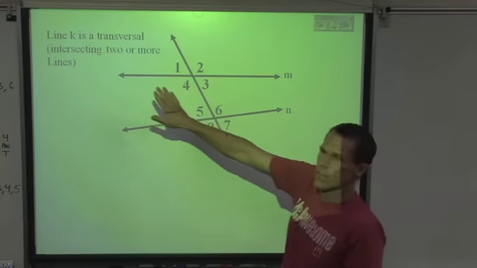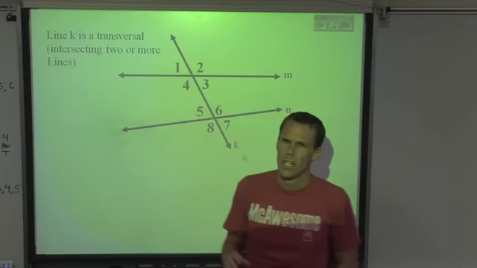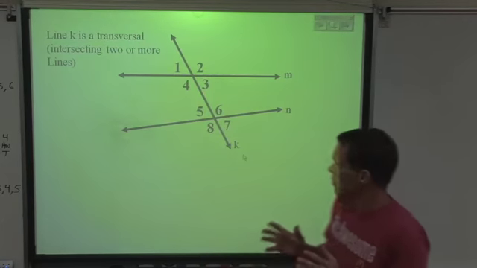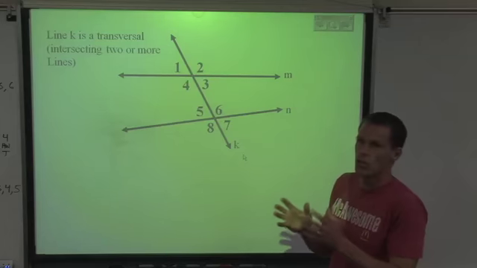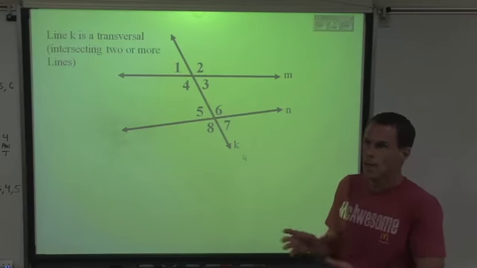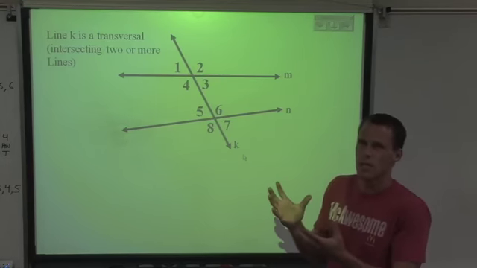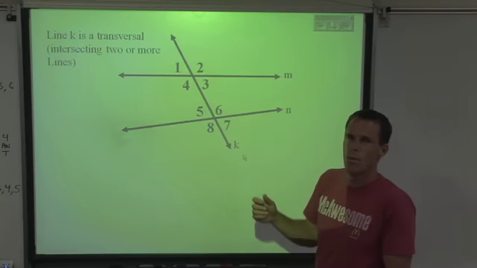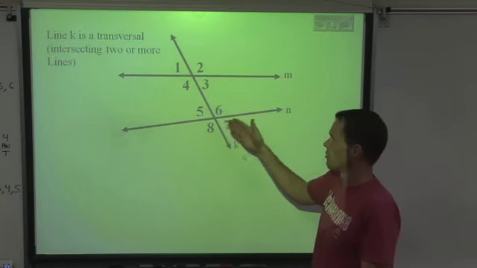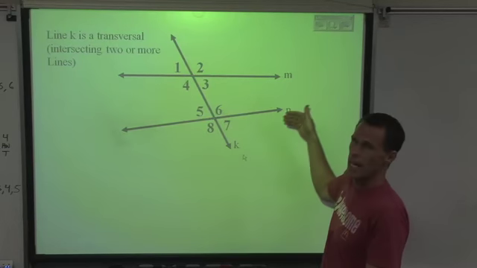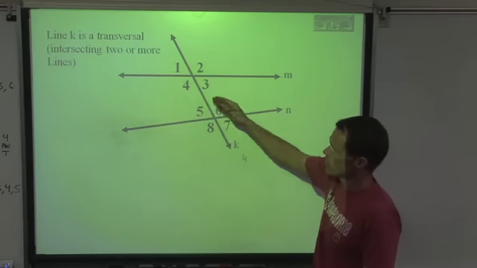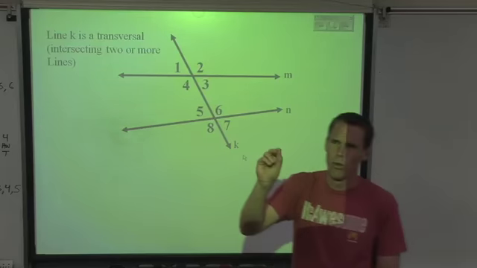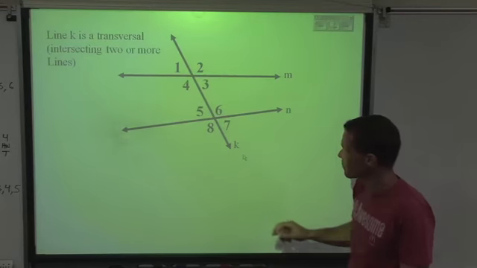The first thing we're going to define is the word transversal. Line K is a transversal. It is intersecting two or more lines. So we will not call something a transversal unless we can see the lines that it is intersecting. We might say line K is transversal to line M and N. A transversal line is one that intersects two or more lines.